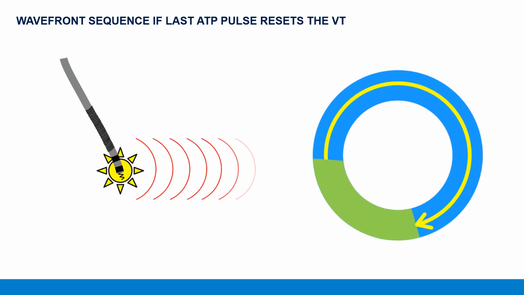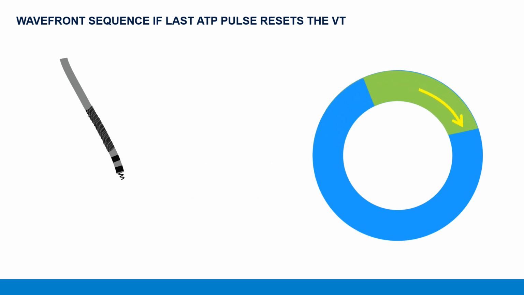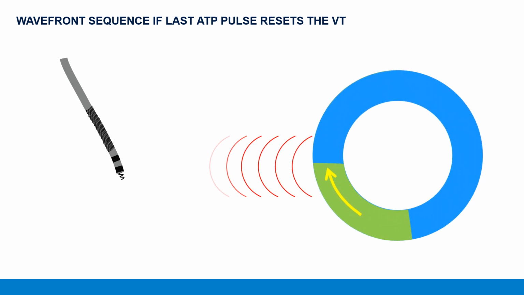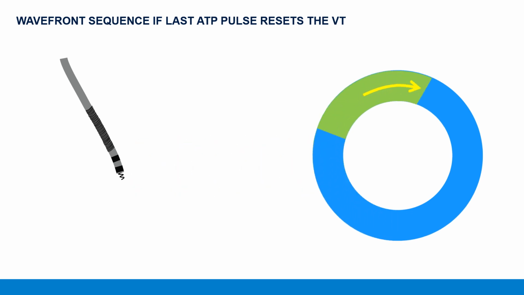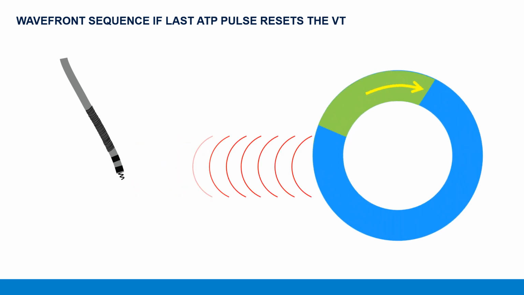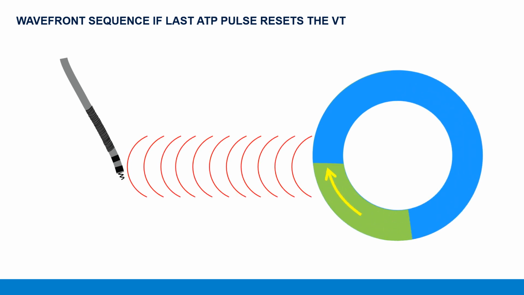Here is that last paced beat. It gets into the excitable gap. It launches another wavefront around the circuit, which then propagates back toward the lead. And then, of course, the VT continues uninterrupted, sending ongoing electrograms back to the lead as the VT continues at the same cycle length that it had prior to ATP delivery.